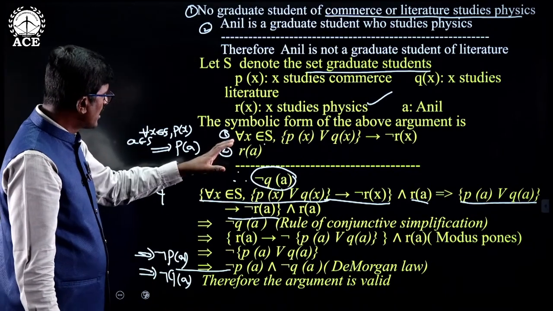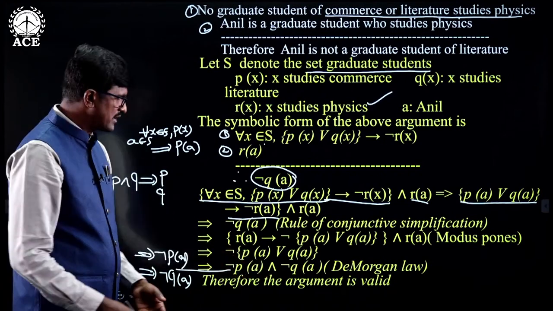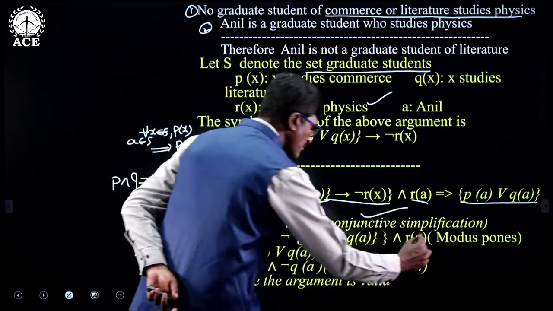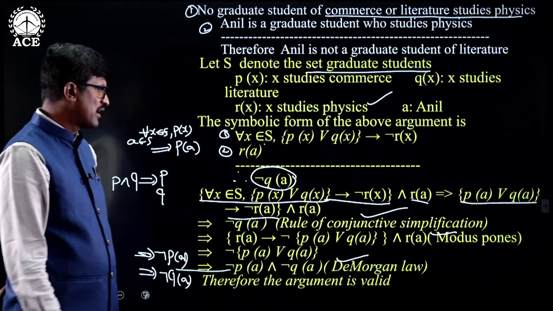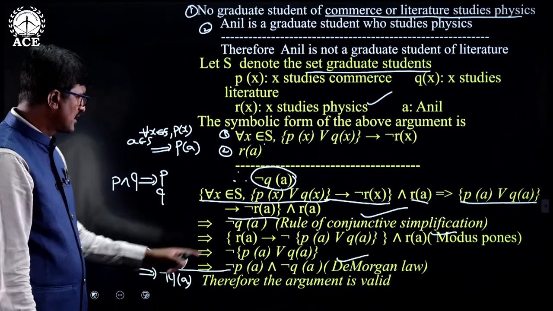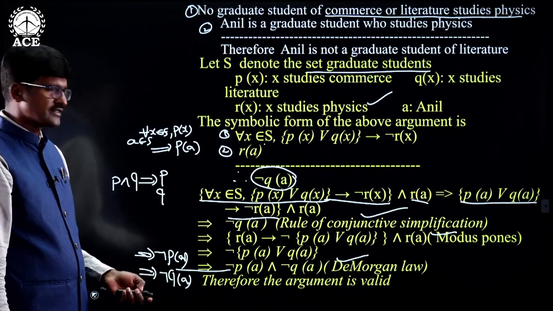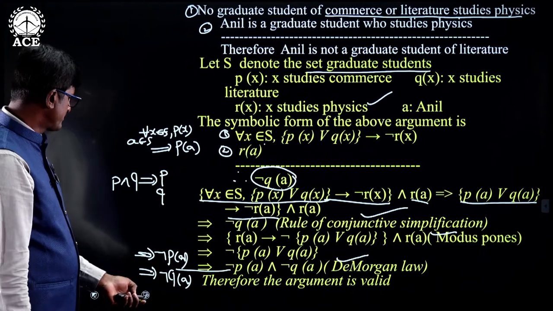So this is the argument. This argument is proved as a valid argument with the help of conjunctive simplification, modus ponens, and De Morgan's law. With the help of three laws. What are those three laws? Conjunctive simplification, modus ponens, and De Morgan's law. We have proved that the given argument is valid.